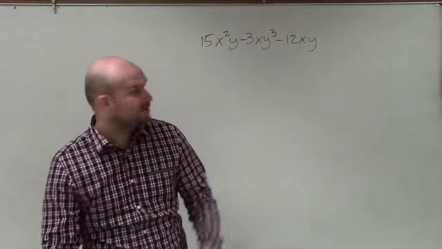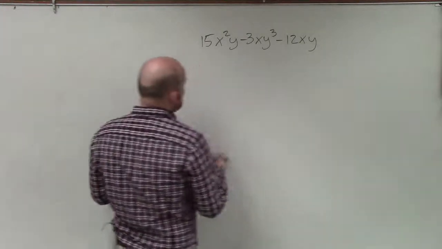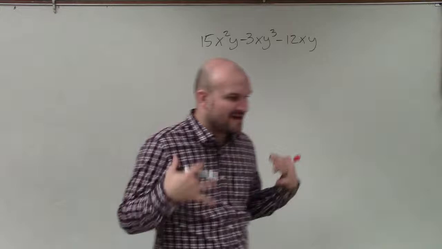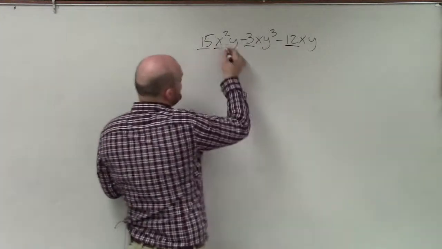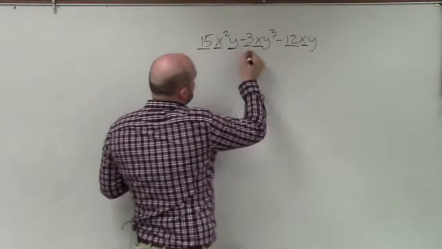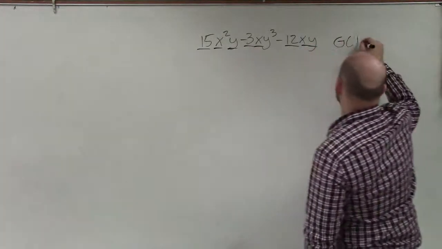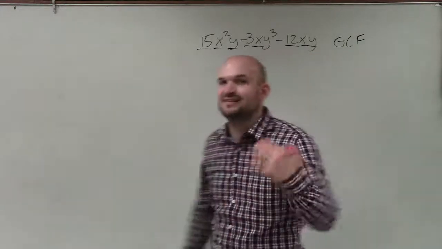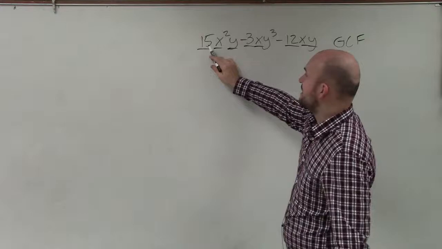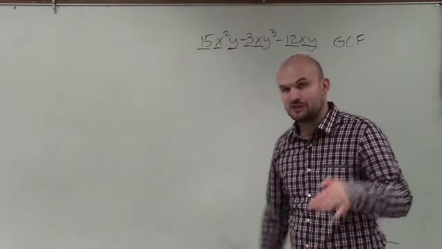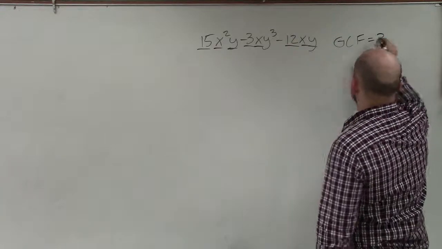So the first thing I'm going to do is look for my GCF, to see if I can factor out a GCF. And a GCF is going to be factoring out what terms they have in common. To do that, I'm going to look at each of these terms and variables separately. As far as the numbers, what is the largest number that evenly divides into all of these terms? Well, we have 15, negative 3, and 12. So the largest number that divides into all of them is going to be equal to 3.